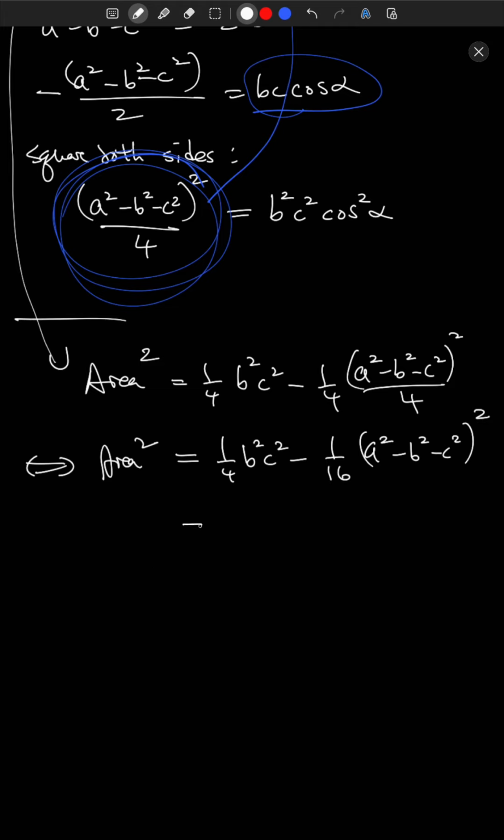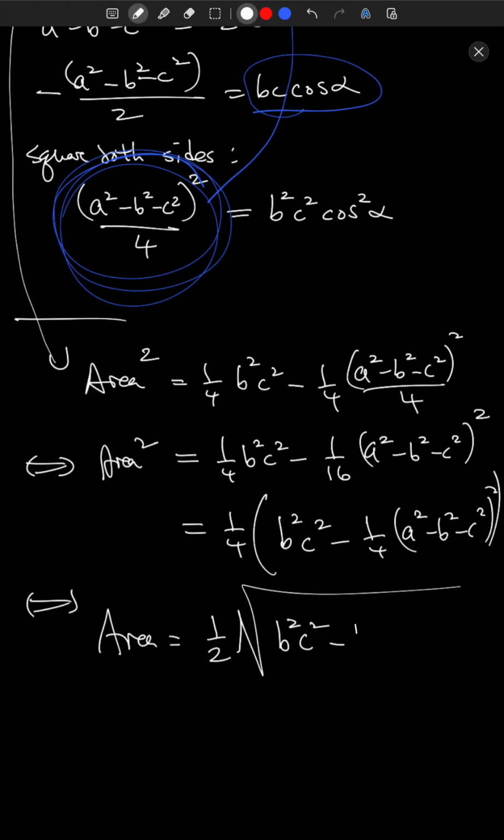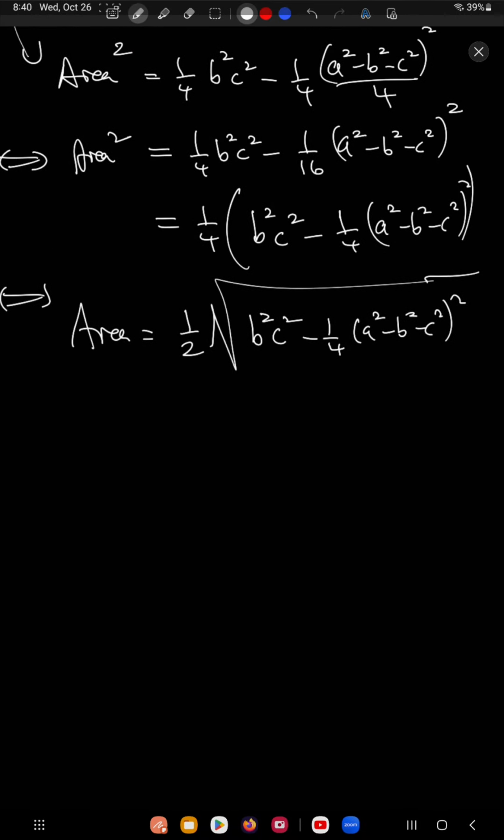Let me rewrite this as 1/4 times [b squared c squared minus 1/4 (a squared minus b squared minus c squared) whole thing squared]. Then I square root both sides. Area is equal to, when I square root both sides, the square root of 1/4 becomes just 1/2, and then the square root like this. It makes it look a little nicer. And that's it.